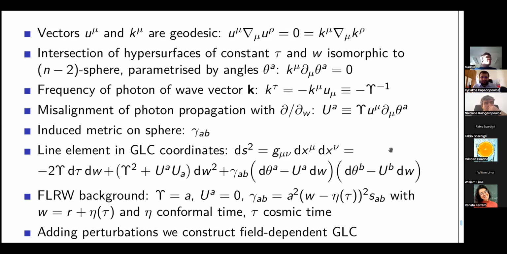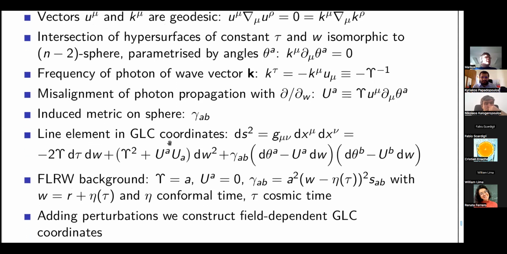If you look at the background metric in these so-called GLC coordinates, it has this form. This upsilon, the photon frequency, enters here, and the other parts also enter the metric. On a cosmological background, the frequency of the photon is just equal to the scale factor. So as the universe expands, photons redshift. The frequency is 1 over upsilon. Upsilon becomes greater as the universe expands, so 1 over upsilon becomes smaller. That means that the photons redshift.